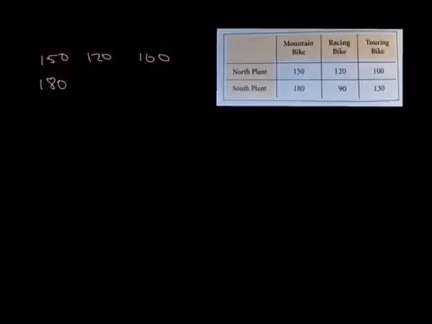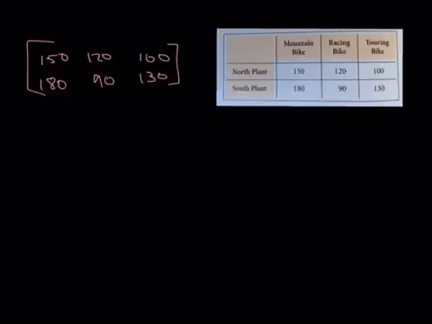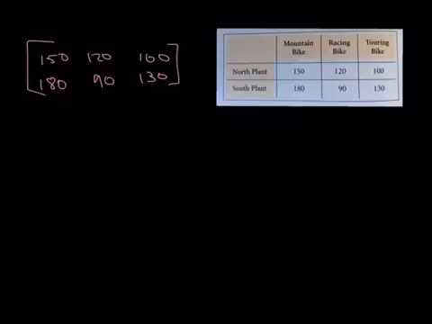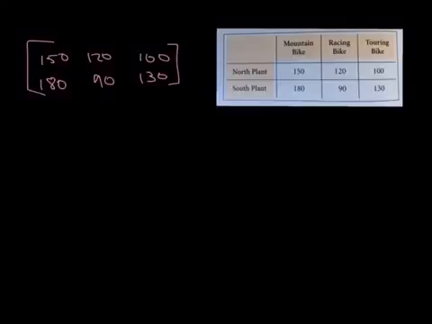First thing A says is write a 2 by 3 matrix. Well, the 2 by 3 matrix is 150, 120, 100, 180, 90, and 130. So there's my 2 by 3 matrix based on the information that I get there. So that part's done. B, the manufacturer increased production of each style by 20% in May. So this is April.